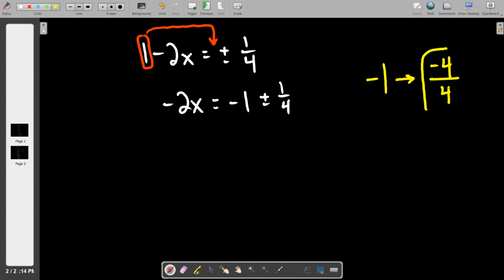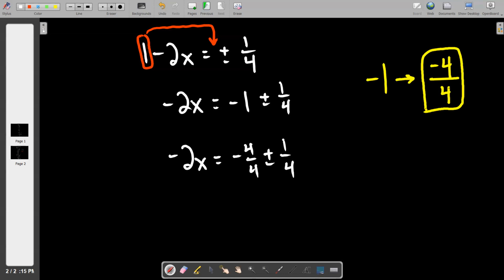So this thing in the gold box, this is your prized possession. That's what you're going to swap out for the -1. It's a critical step there that you get those to be the same. So we have -2x equals -4/4 plus or minus 1/4.